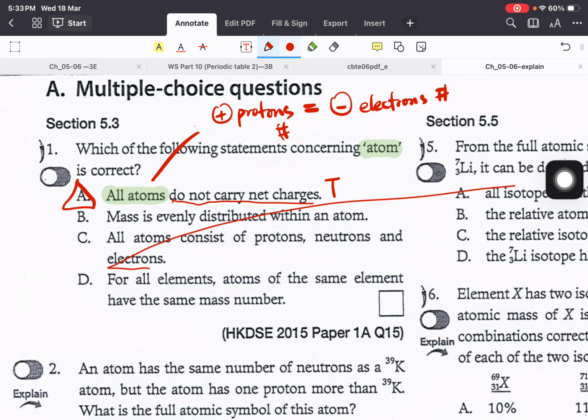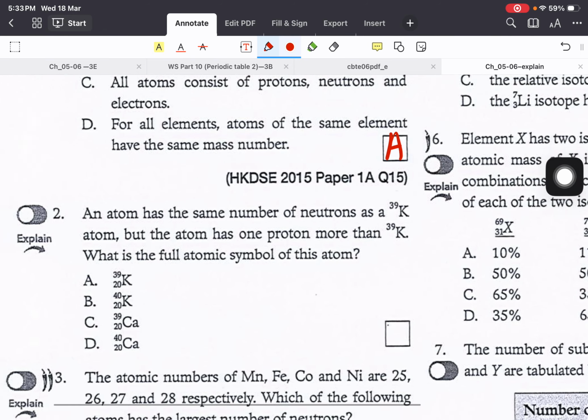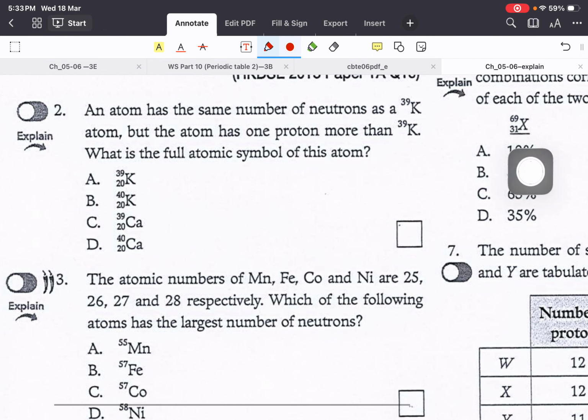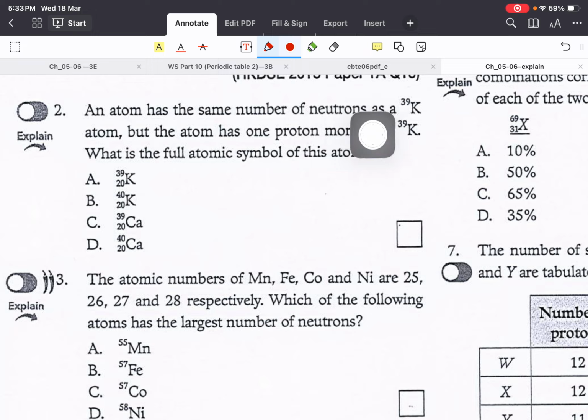So in order to save time, if you have problems for B, C, and D, please come and ask me. So the answer is A. Okay. Number 2. An atom has the same number of neutrons as K39.